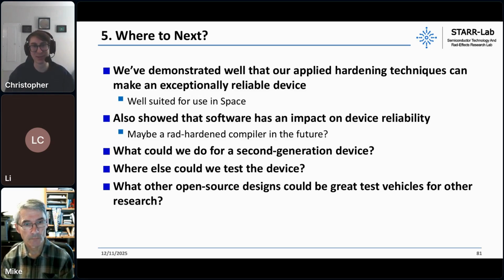Other things to consider: if we did this again, what would we change? Where else could we go and test the device? What other experiments could we do? And what other open source designs are there that we could use as test vehicles for other research? Obviously, it worked out so well in this case. We're thinking that there's probably a lot of other great research that could be done by using these open source designs and implementing other methodologies or techniques in them.